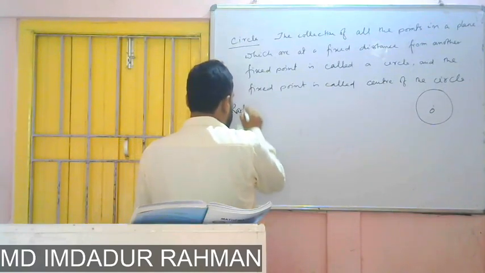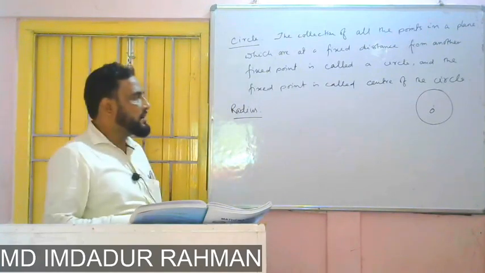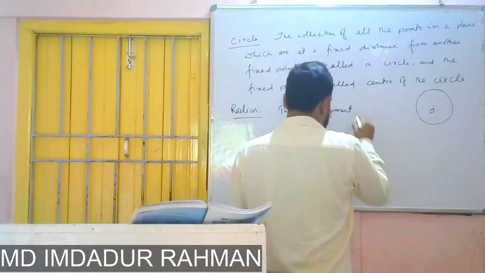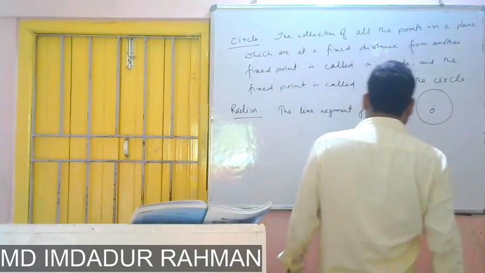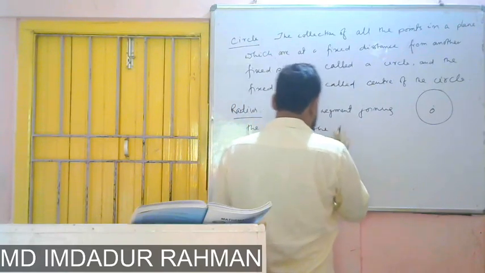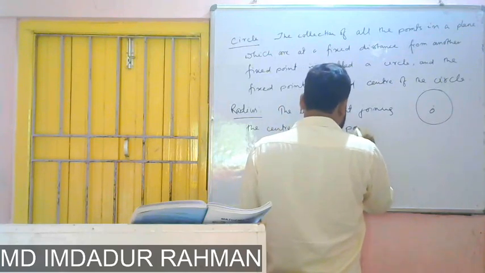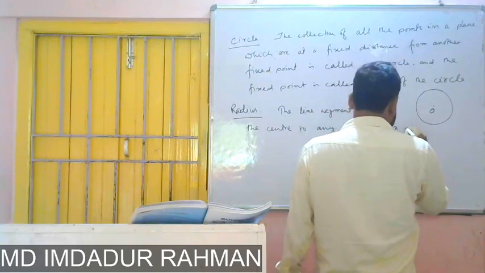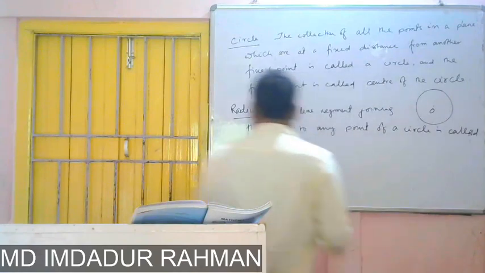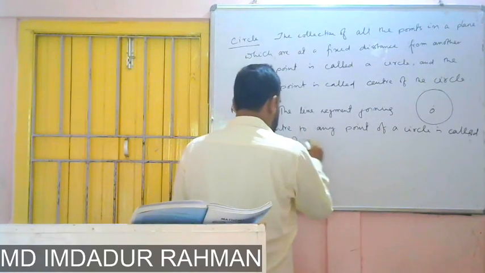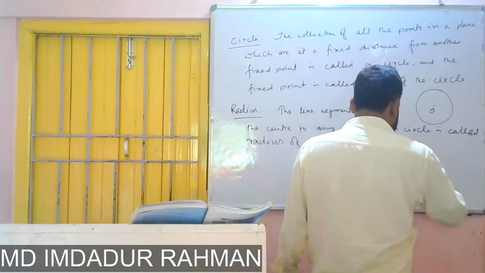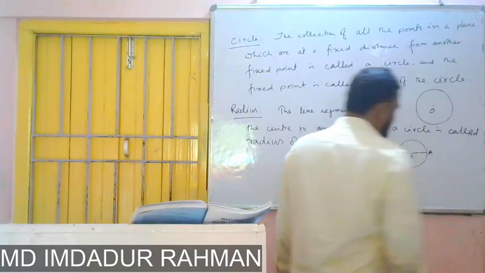Now radius. What is radius? The line segment joining the center to any point of the circle is called the radius of the circle. So here OA is the radius.